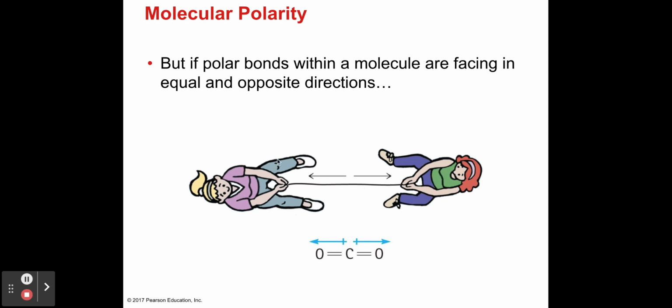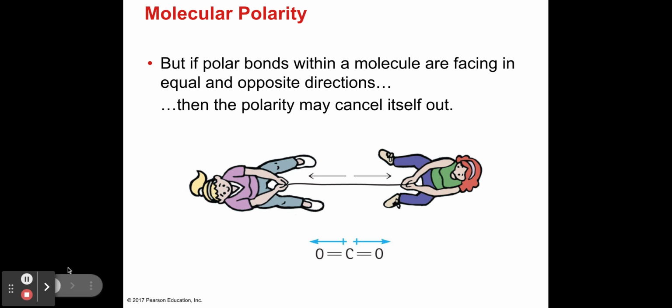So just imagine two people pulling in opposite directions. They have the same strength, but they are pulling in opposite directions. Okay. So this is going to cancel out. Then the polarity cancels out and the molecule will not be polar. That's one thing I want you guys to take note of. The polarity will not exist.